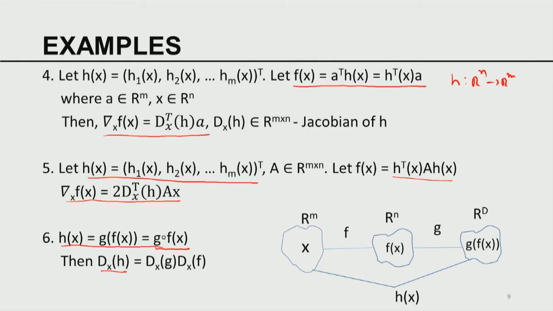So what is the Jacobian of h? The Jacobian of h is simply the product of the Jacobian of g at f(x) and the Jacobian of f at x. So this is a kind of chain rule for Jacobians. This is again a fundamental result. These are all important things that we will apply when we talk about algorithms.